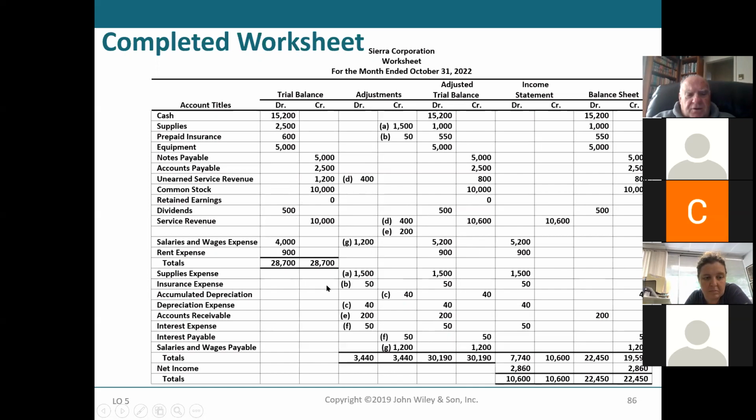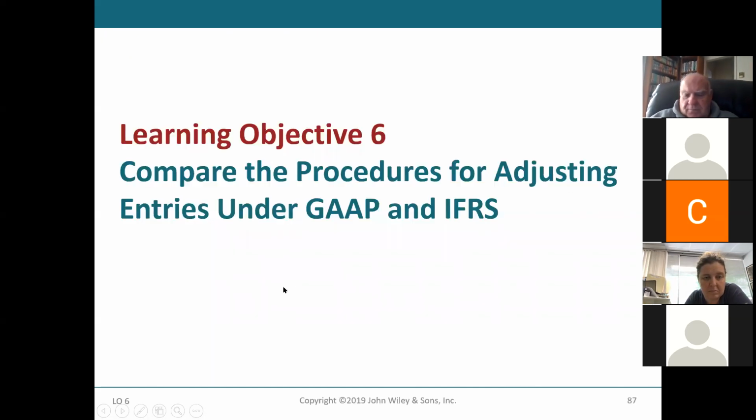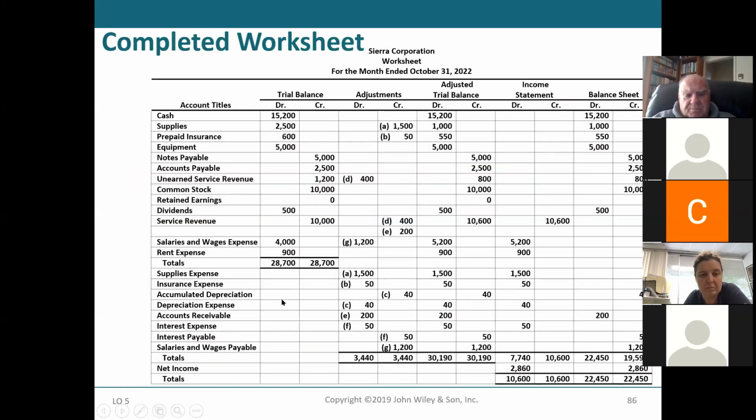Expenses, we had no expenses at all. Now we're recording them. 1,500, that's 1,500, etc. 40 is the outlier. That's the one they put in out of order. That belongs under the balance sheet, okay? So now we have our income statement done. There it is. 10,600 minus 7,740 gives you the profit of 2,860.